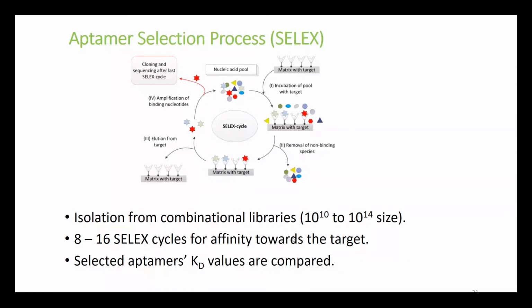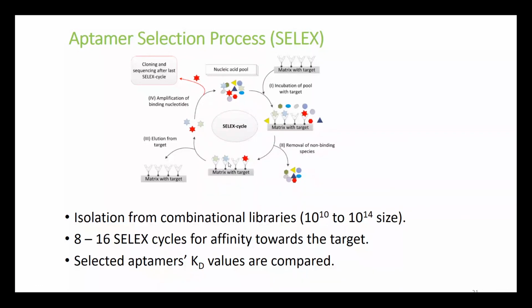The nucleic acid pool means 10 to the 14 different aptamer sequences. We just prepare them synthetically in a laboratory. So we mix this large nucleic acid pool with our target molecule. And some of them bind, some of them do not bind. So we remove the unbound aptamers and continue with the bound ones. And we repeat this cycle again and again, up to 10 to 16 times.